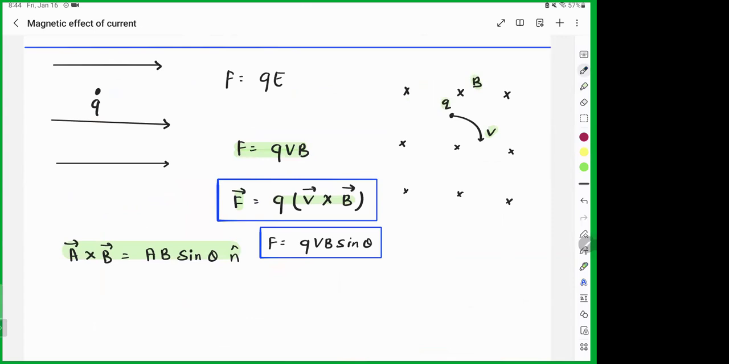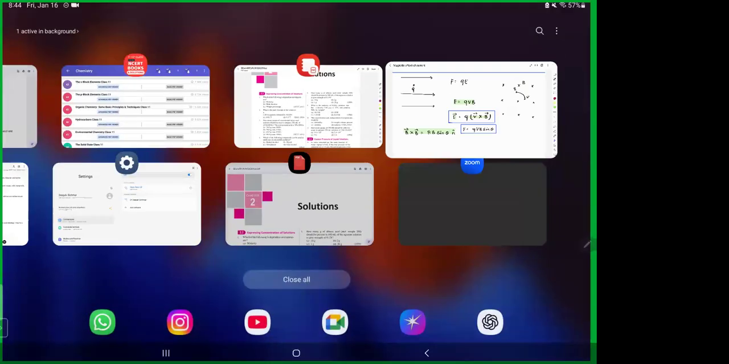By the way, my camera, like my video is visible when I go back to the page like this. No, No, sir. no, Okay, sir. then. Huh.